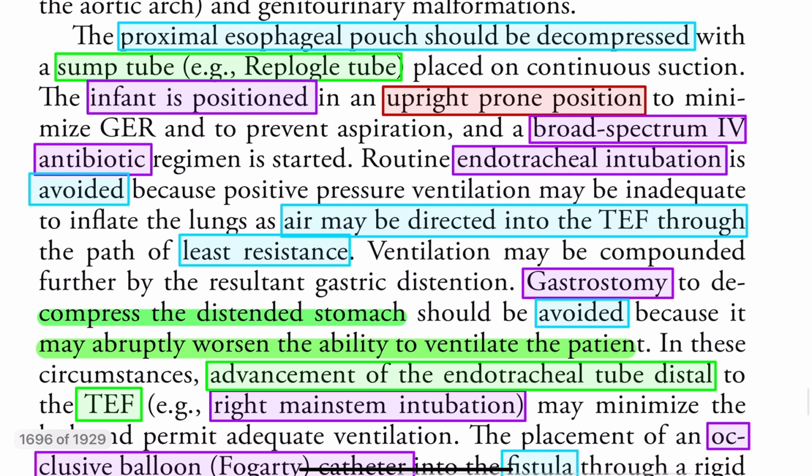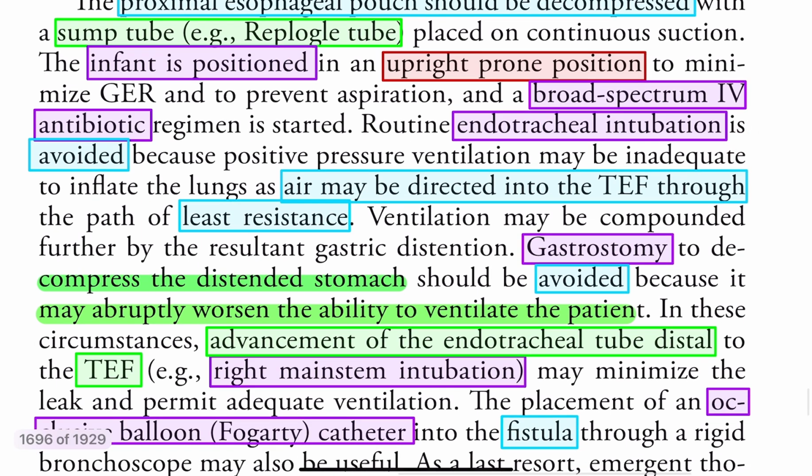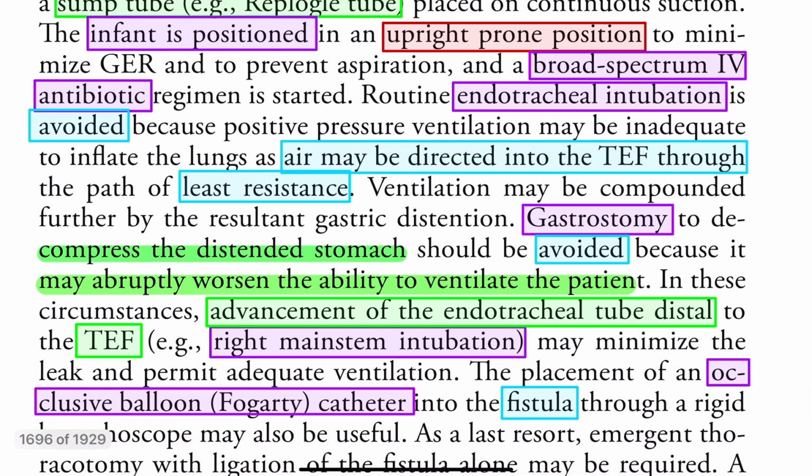The treatment will start with broad spectrum IV antibiotics, since there is a chance of aspiration and pneumonia. Routine endotracheal intubation is avoided. Why? Because if you give positive pressure ventilation, the air may be directed along the path of least resistance, that is, to the stomach, and it will cause further gastric distension. So endotracheal intubation is avoided.